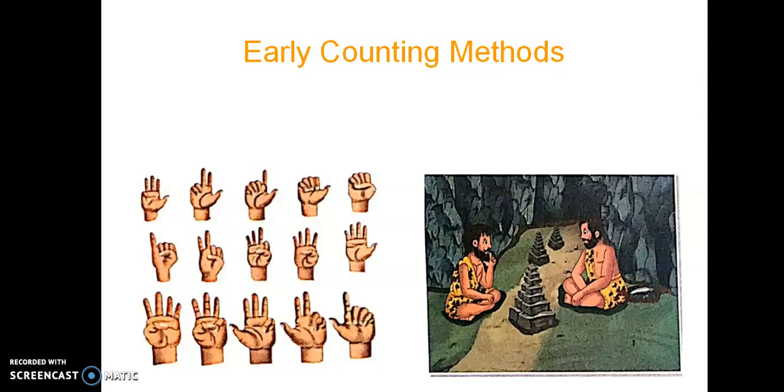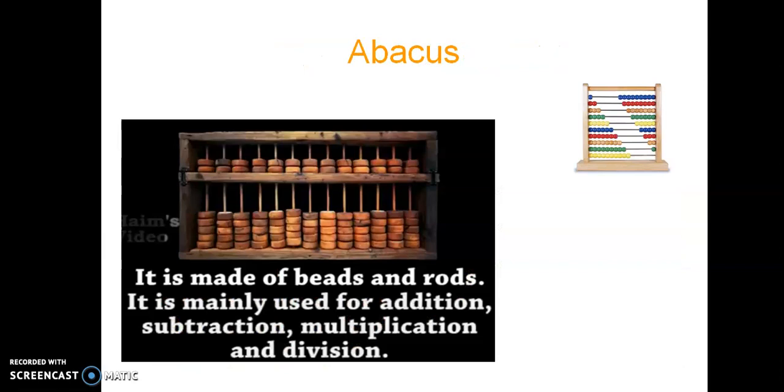With the need for a simpler, faster and more accurate way to do calculations, other methods were developed, like the Abacus, which was the first one developed to do calculations. It was the first calculating device developed by the Chinese. It was used for counting large numbers and for doing calculations like addition, subtraction, multiplication and division. It is made of beads and rods. Do you remember this device that you used in your play school? It works the same way to do the calculations.